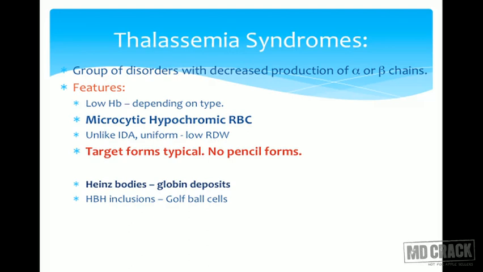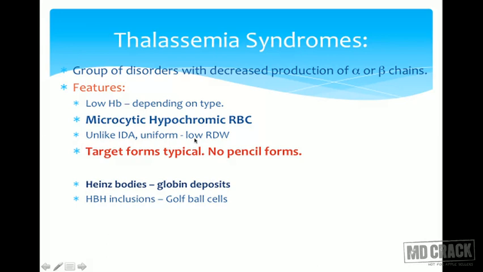Thalassemia itself is a syndrome as such. There are so many subtypes. There is a decreased production of the alpha or beta chains, and the patient will have low hemoglobin levels and a microcytic hypochromic blood picture.